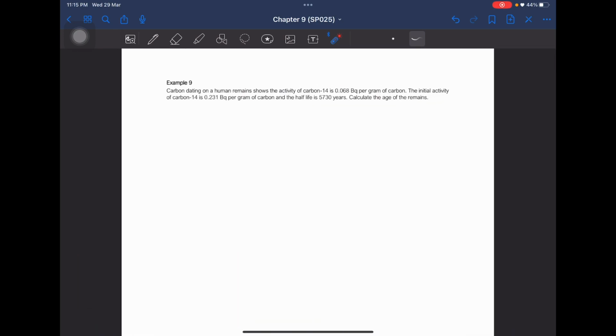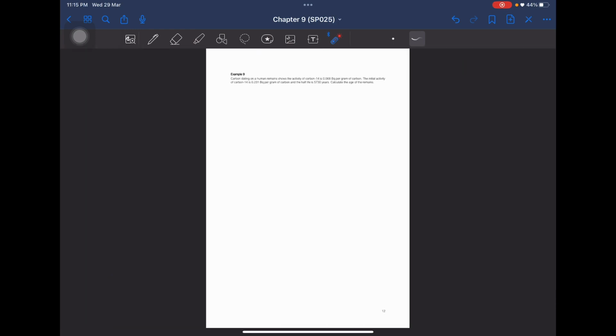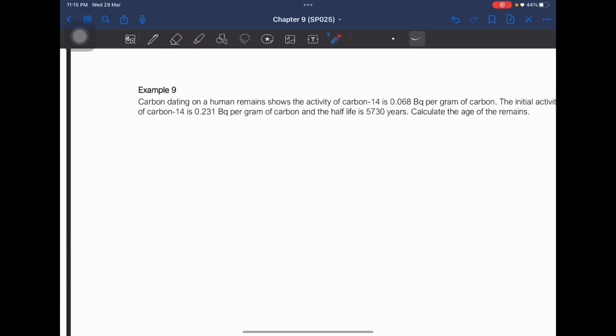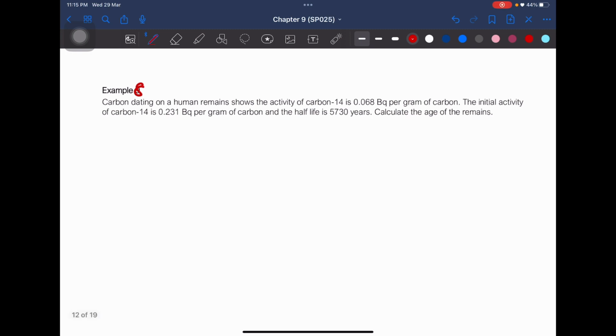And then let's look at example 8. So we have a carbon dating on a human remains shows the activity of carbon 14 is per gram of carbon. Oh my god, wait. The initial activity of carbon is, and the half-life. Calculate the age of the remains.